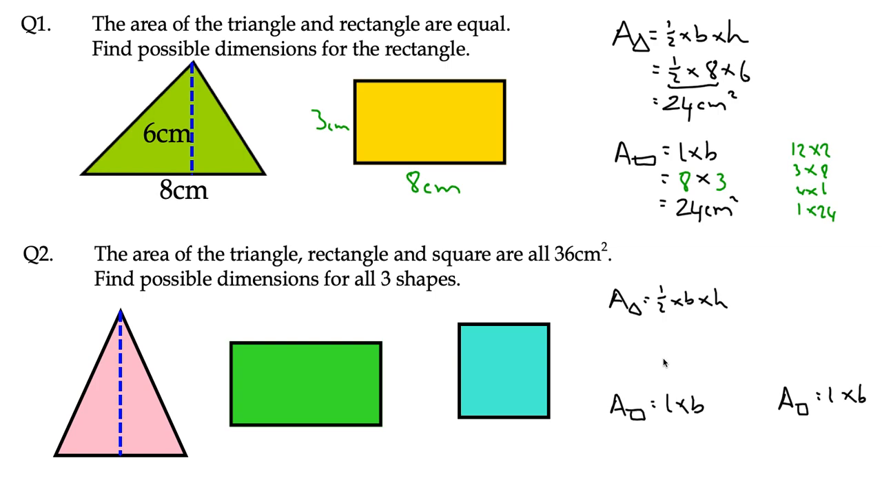Okay, hopefully that's been useful. So the key issue here is that the area of any triangle works with the half times base times height formula. It doesn't have to be right angled, and that's good news. Hope that's been helpful.